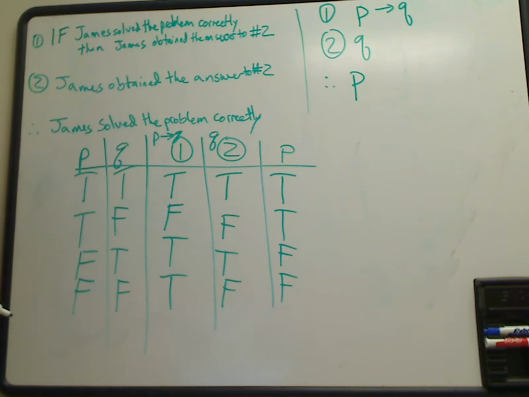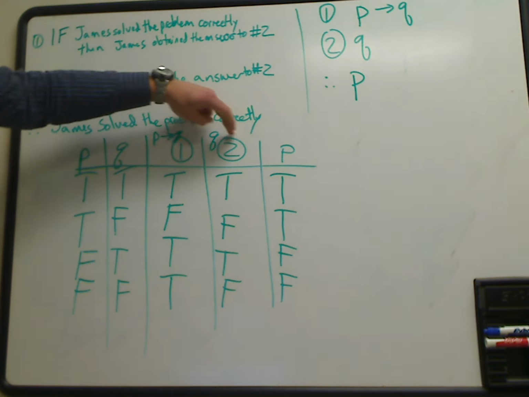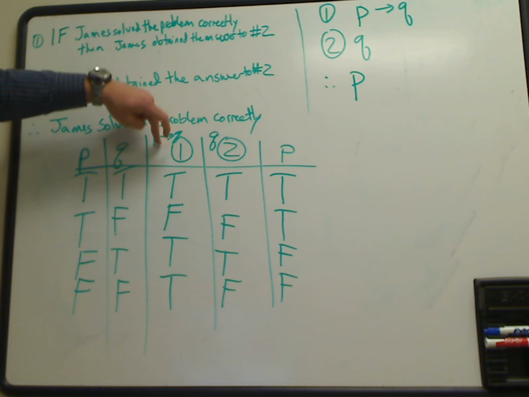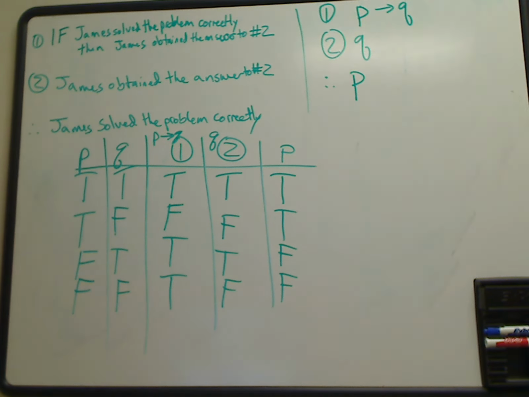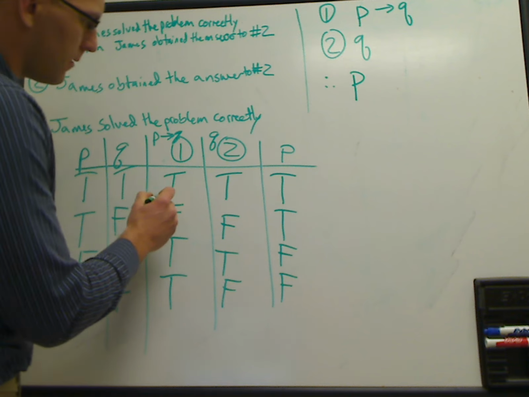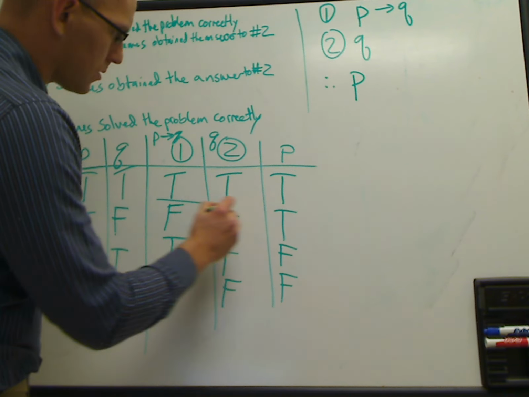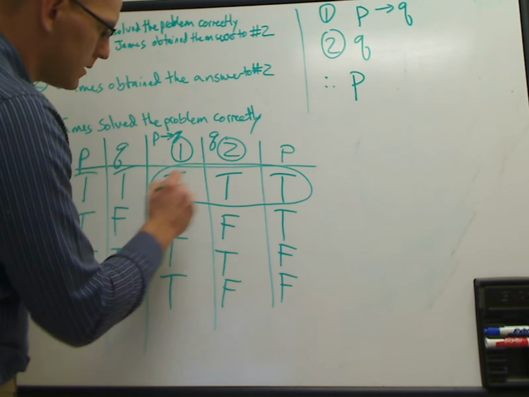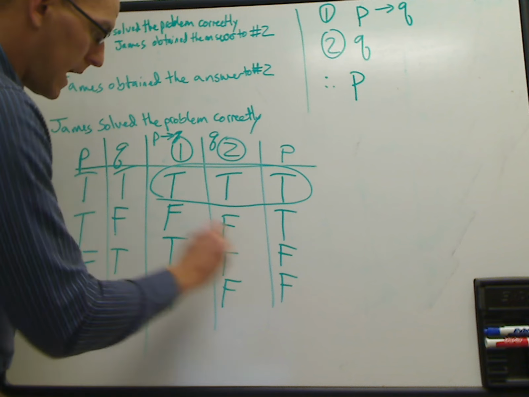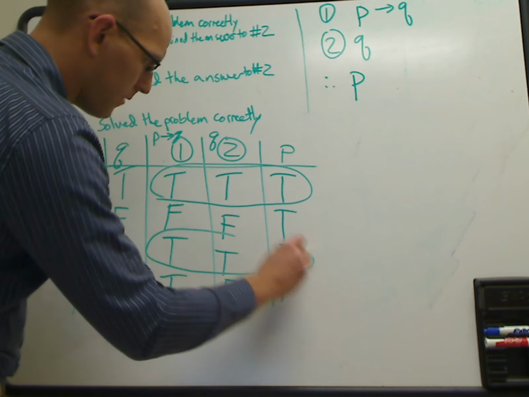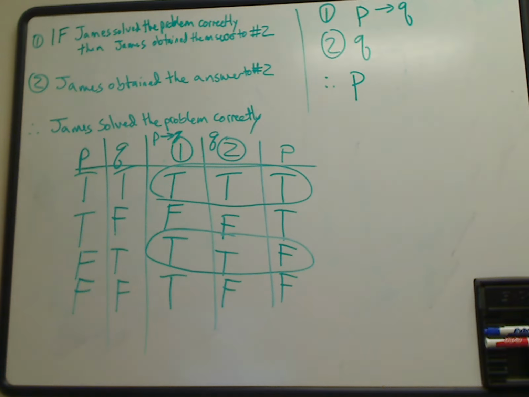Now, the next step after we built this truth table is to find our critical rows. Again, remember our critical rows are those rows where all of our premises, in this case just 1 and 2, are true. So we only have the first row because 1 and 2 are true, and the third row because we have 1 and 2 true there as well. Now, these then are our critical rows.